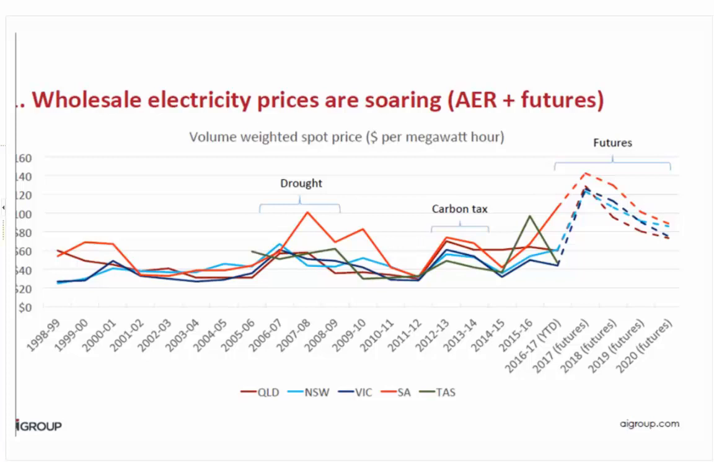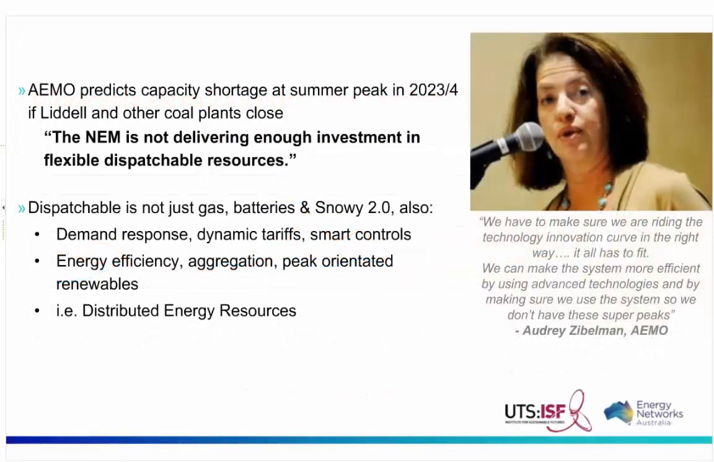So that means we've got issues in terms of reliability, we've got issues in terms of cost. And to the body that's responsible for providing us with our understanding of energy forecasts and where the market is going, AEMO, the Australian Energy Market Operator, predicting a capacity shortage in 23-24 at the time of the expected closure of Liddell. But we're also facing a similar constraint this coming summer.